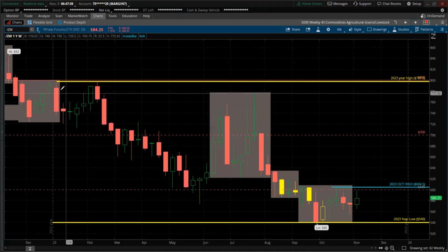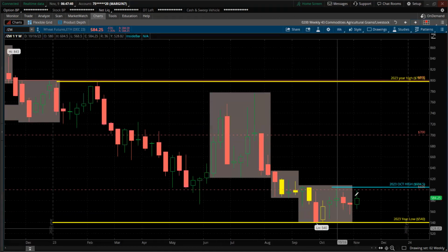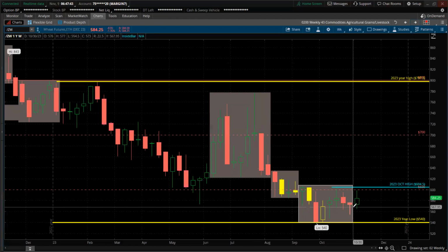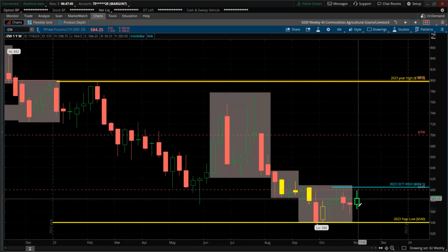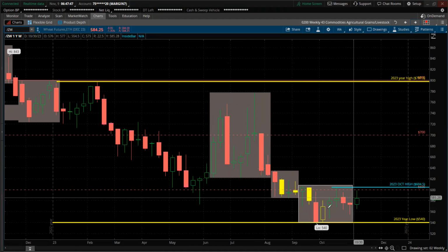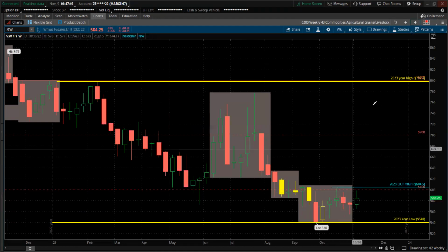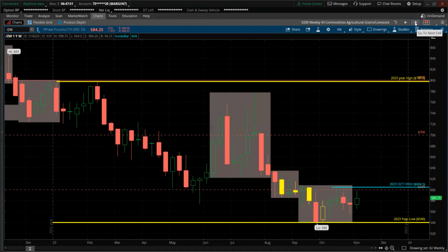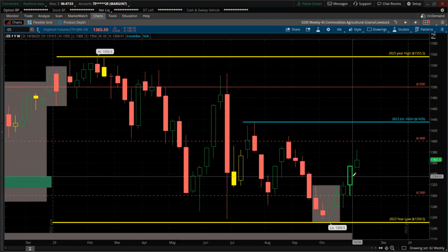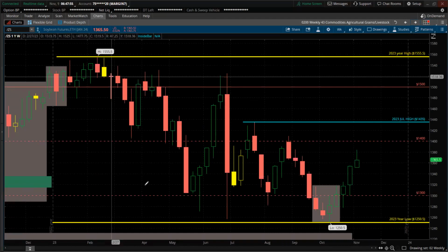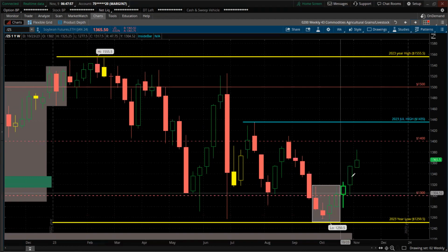Wheat, high of the year, low of the year, very close to the low of the year. And look what it's already done. It reversed. Higher high, higher low than last week. Huge consolidation phase. In soy, high of the year, low of the year. It's already trending off the low of the year, trending up nicely.